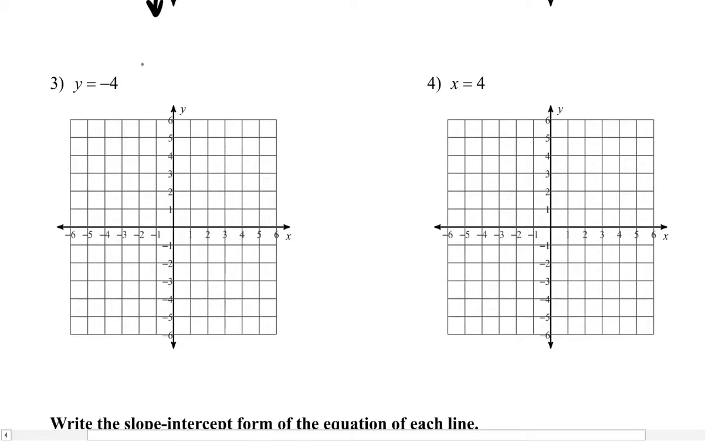Y equals -4. So that means it's horizontal at -4. Okay. X equals 4. That means it's vertical at +4.